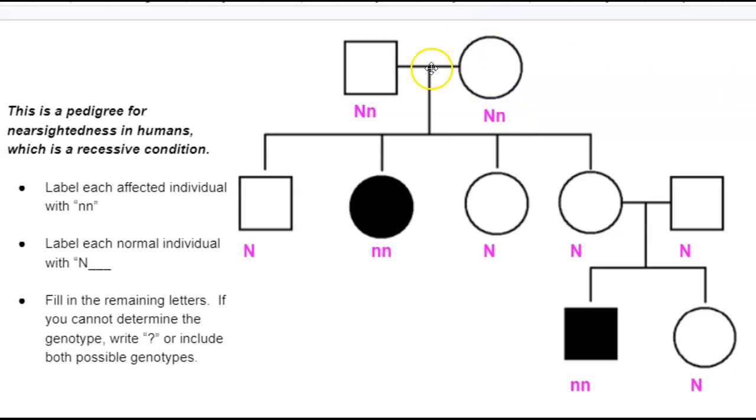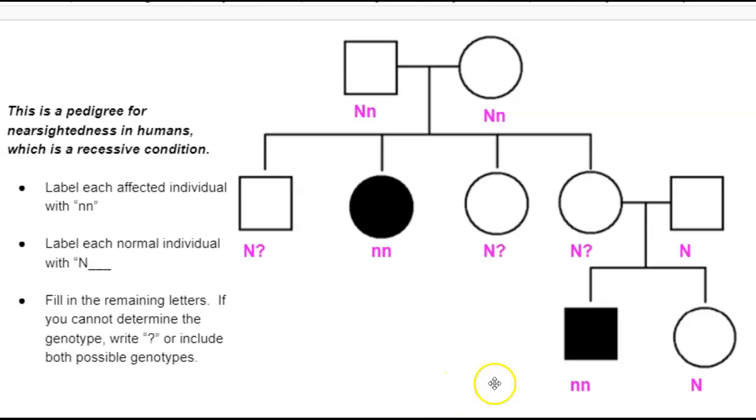Okay? Now, if we look at the other siblings, what could they be? Could they be big N, big N? Well, they could have gotten a big N from dad and a big N from mom. So they could be big N, big N. Could they be big N, little n? Yeah, they could get a big N from one parent, a little n from another parent. So we're not entirely sure. We can't say for sure if it's going to be big N, big N, or big N, little n. So we're going to write N with a question mark for all the kids here.